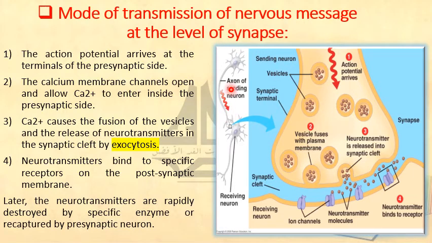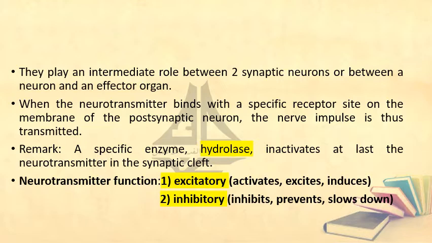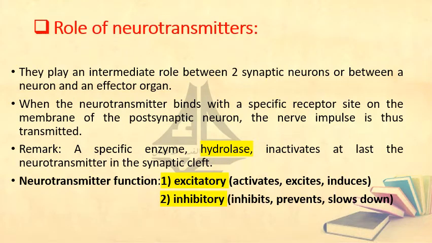synapse. Look here, this is a neuron and this is another neuron, and these are the steps taking place at the level of synapse in order to transmit the nervous message from the presynaptic neuron to the postsynaptic neuron by the action of neurotransmitters. So from here you are able to know the role of the neurotransmitters. They play an intermediate role between two synaptic neurons, the presynaptic and the postsynaptic, or between a neuron and an effector organ.